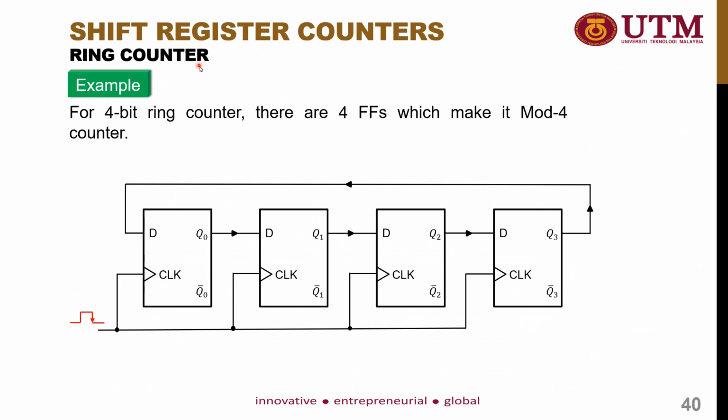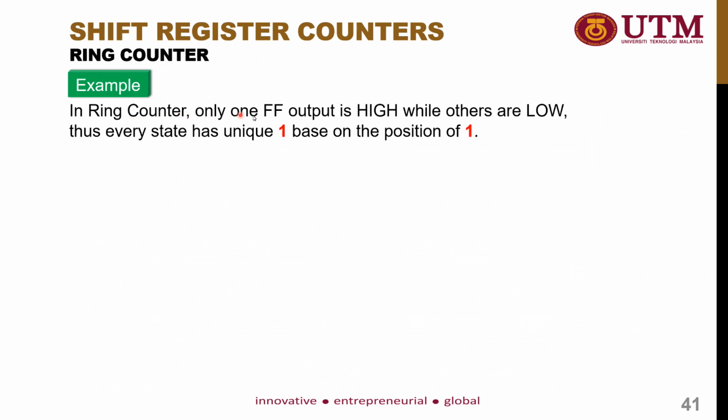So for a ring counter, if you are given the number of bits, for example a 4-bit ring counter, it means that you have a total of 4 different flip-flops. So for 4 different flip-flops, we call it a mode 4 ring counter because it is 4-bit. In a ring counter, only one flip-flop output is high. As I mentioned before, only one output is high while the others are low. Thus, every state is unique based on the position of the 1.